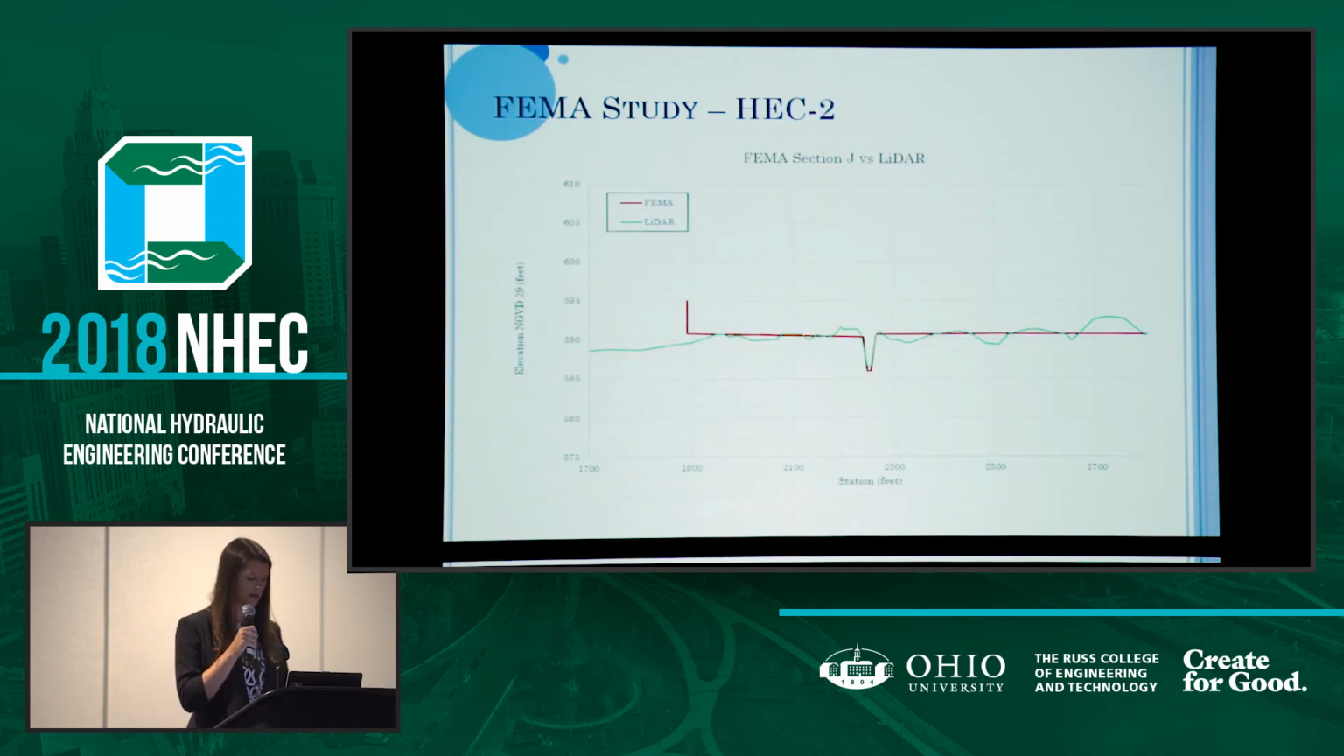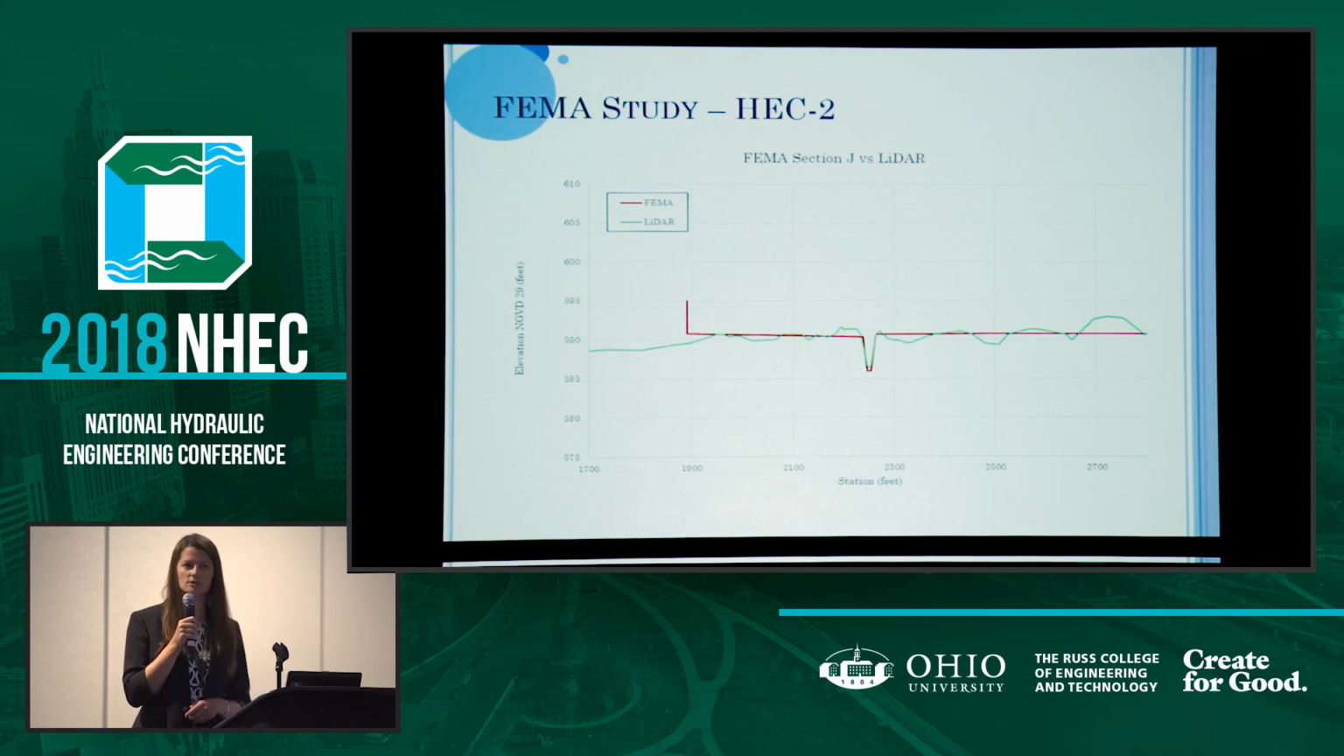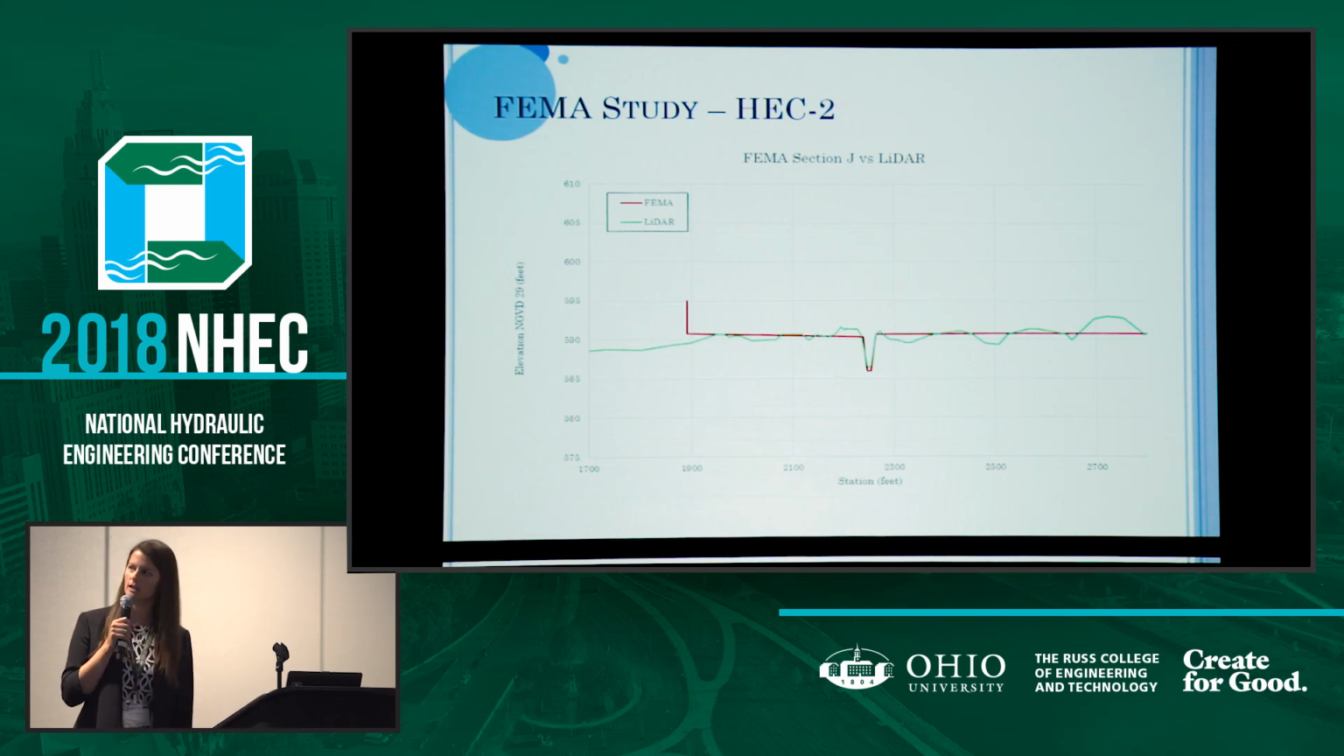So using the FEMA model and looking at the HEC-2 geometry, we'll look at FEMA Section J on this slide. FEMA Section J geometry is in red, and that's superimposed on the LIDAR geometry, which is in green. So that southern floodplain is here on the far left. This is the left overbank. And as you can see, LIDAR is showing us we're losing elevation. We're losing ground as we move away from the creek.